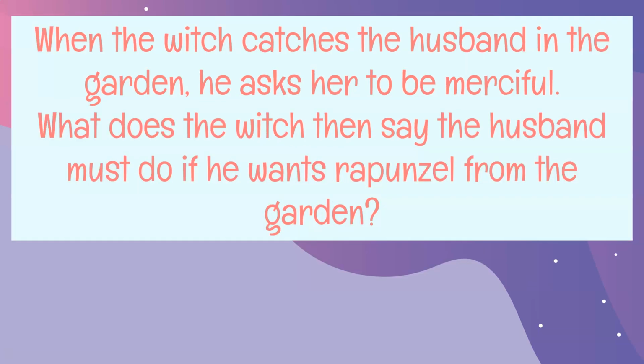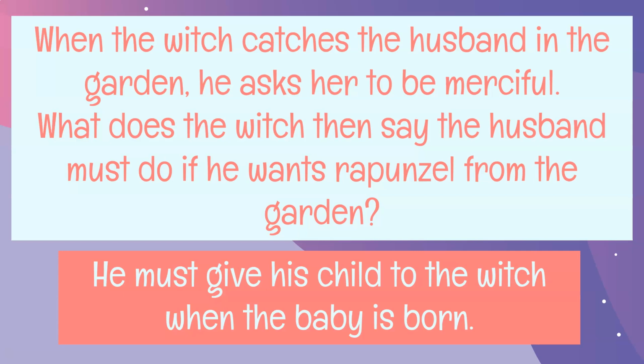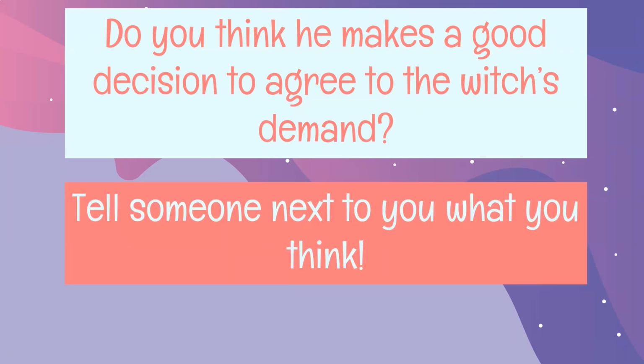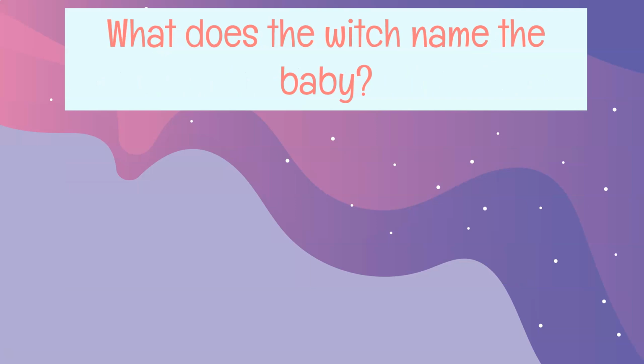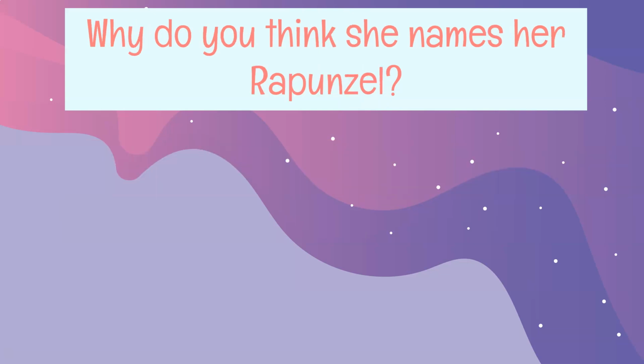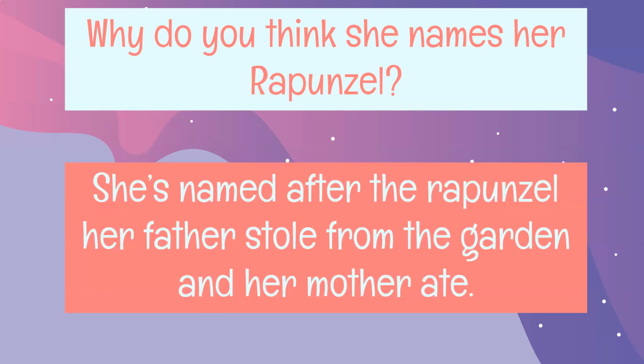When the witch catches the husband in the garden, he asks her to be merciful. What does the witch then say the husband must do if he wants Rapunzel from the garden? He must give his child to the witch when the baby is born. Do you think he makes a good decision to agree to the witch's demand? Tell someone next to you what you think. What does the witch name the baby? She names the baby Rapunzel. Why do you think she names her Rapunzel? She's named after the Rapunzel her father stole from the garden and her mother ate.